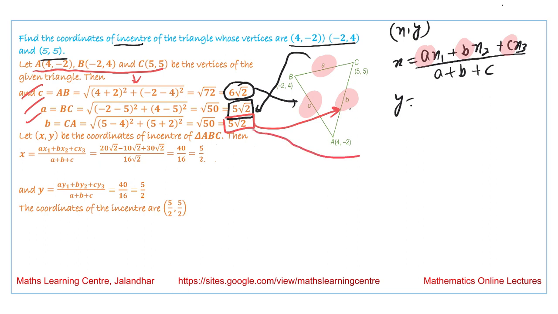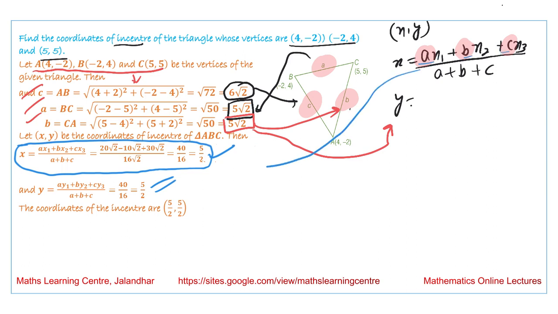Now if we substitute these values in this result, we obtain the coordinates of the incenter. We get the value of x as (a x1 plus b x2 plus c x3) by (a plus b plus c). On solving this, we obtain the final value 5 by 2, and by substituting the values of a, b, c and y1, y2, y3 in the y coordinate, we obtain the value 5 by 2. So the incenter of this triangle is given by the coordinates (5 by 2, 5 by 2). These are the coordinates of the incenter of the triangle.